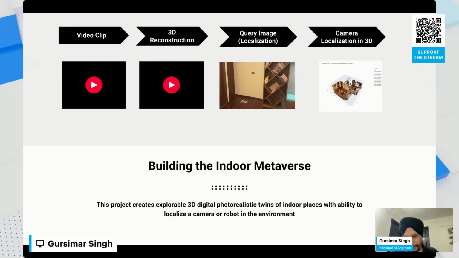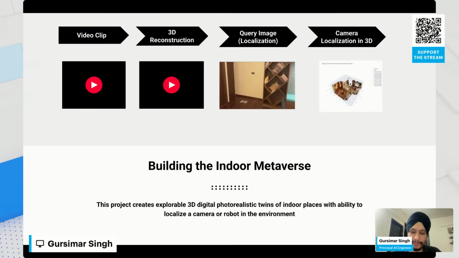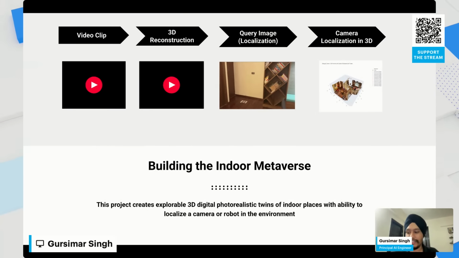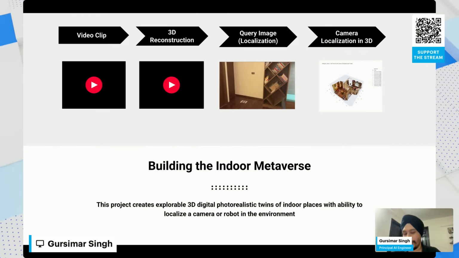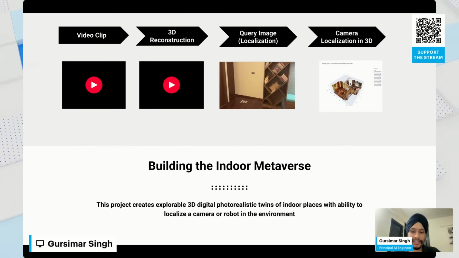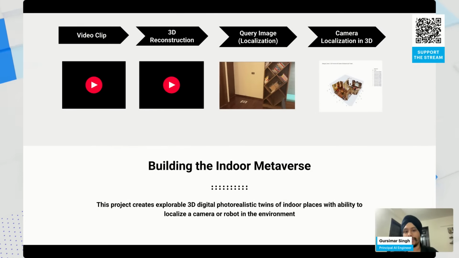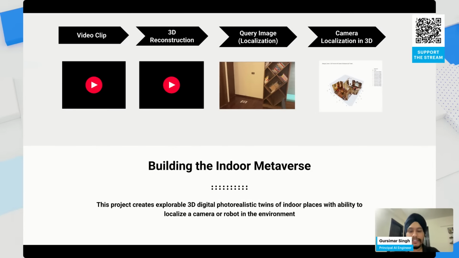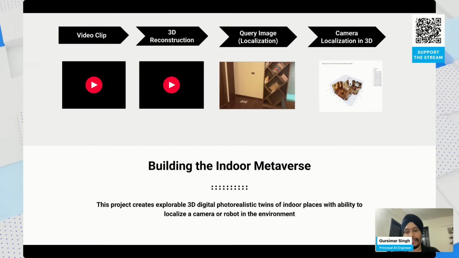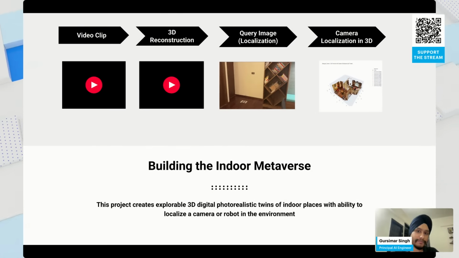That's about me. Let's get started with the topic of the day: building the indoor metaverse. By the metaverse, we basically mean that you're able to spatially localize yourself in the scene, in the digital twin of the real world. It can be you, it can be a robot, it can be a camera on the wall. Whatever is able to see things and acquire an image, we should be able to localize.